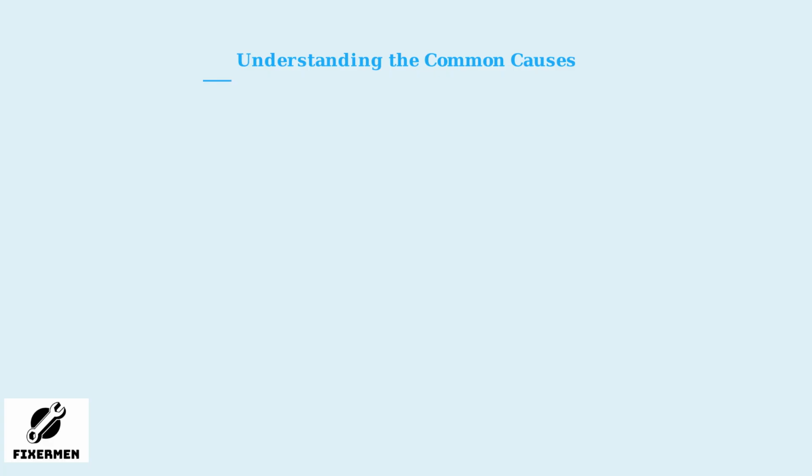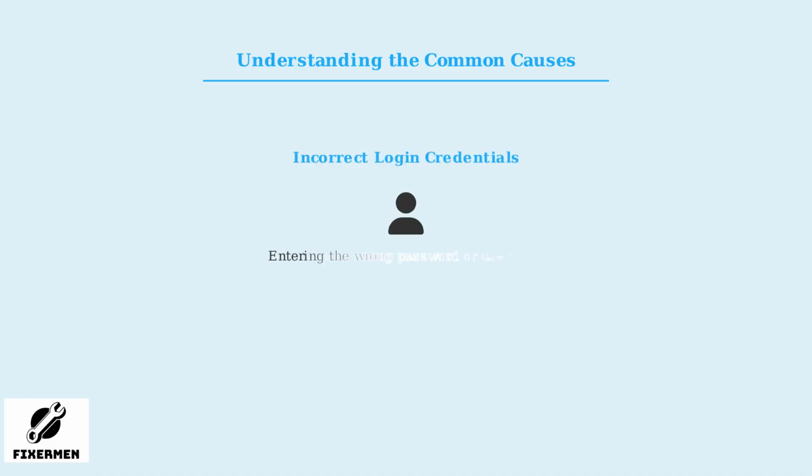Error code 102 in Cash App can occur for several common reasons. Understanding these causes is the first step to resolving the issue effectively. One common cause is incorrect login credentials. If you've entered the wrong password or username, Cash App will display error code 102. Always double-check your login information before retrying.